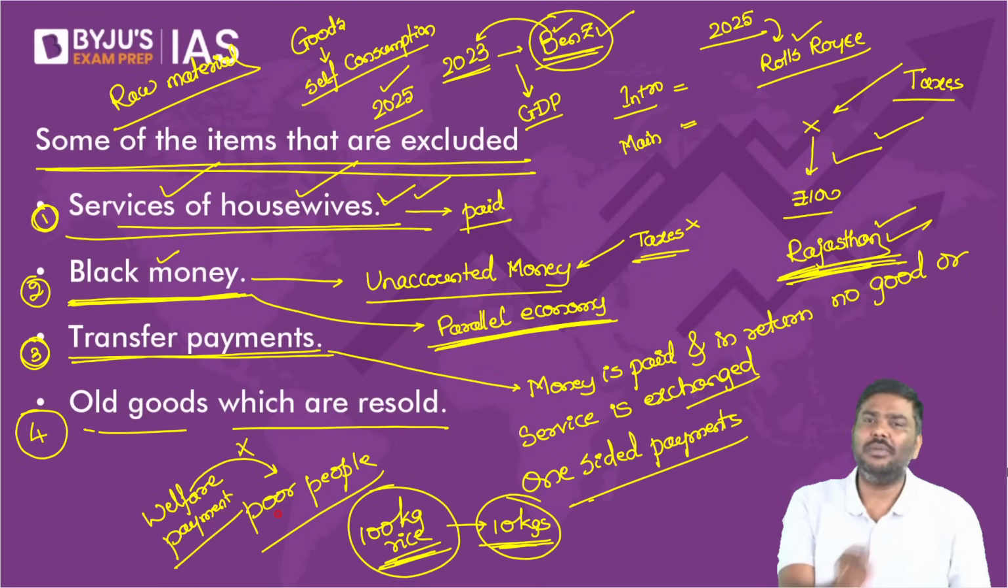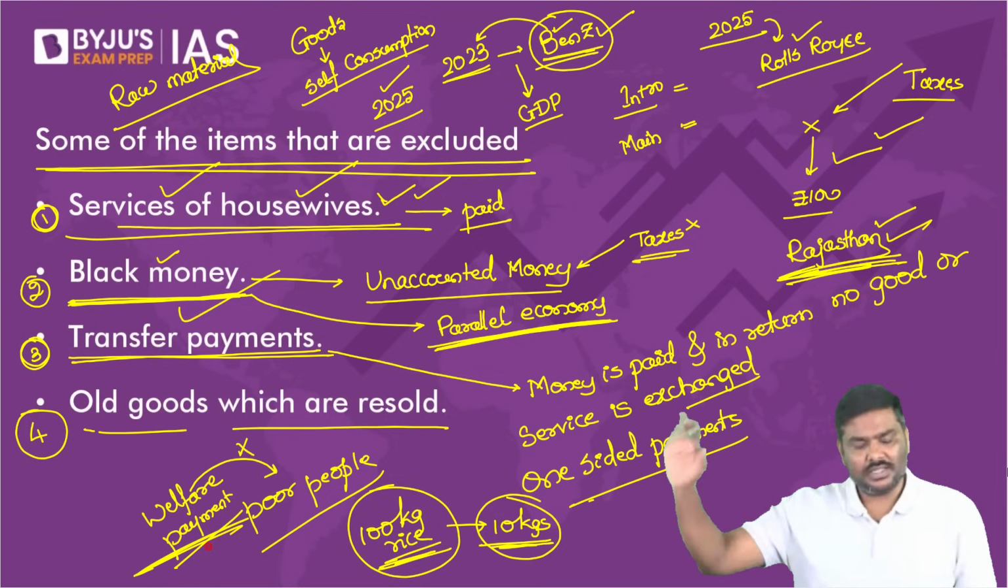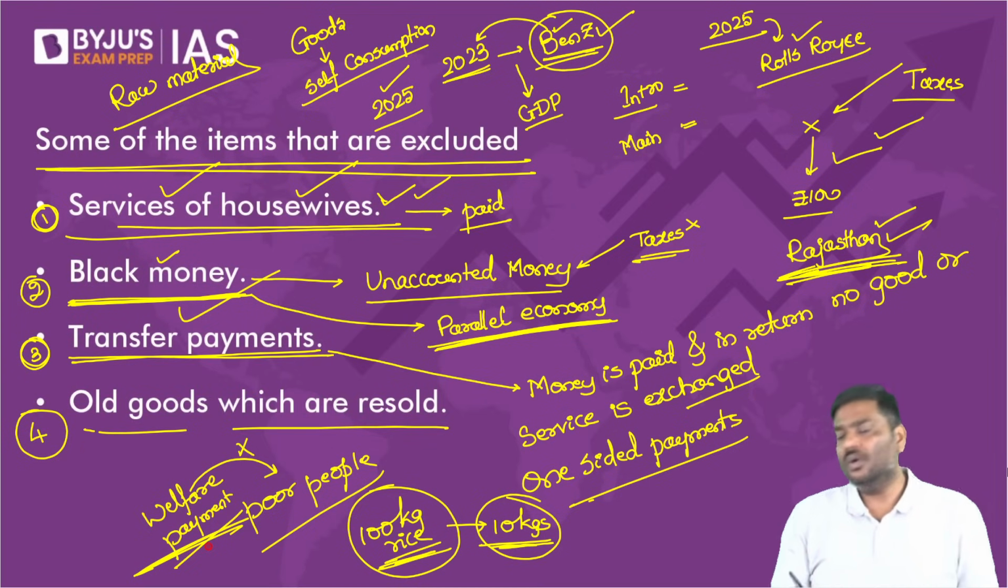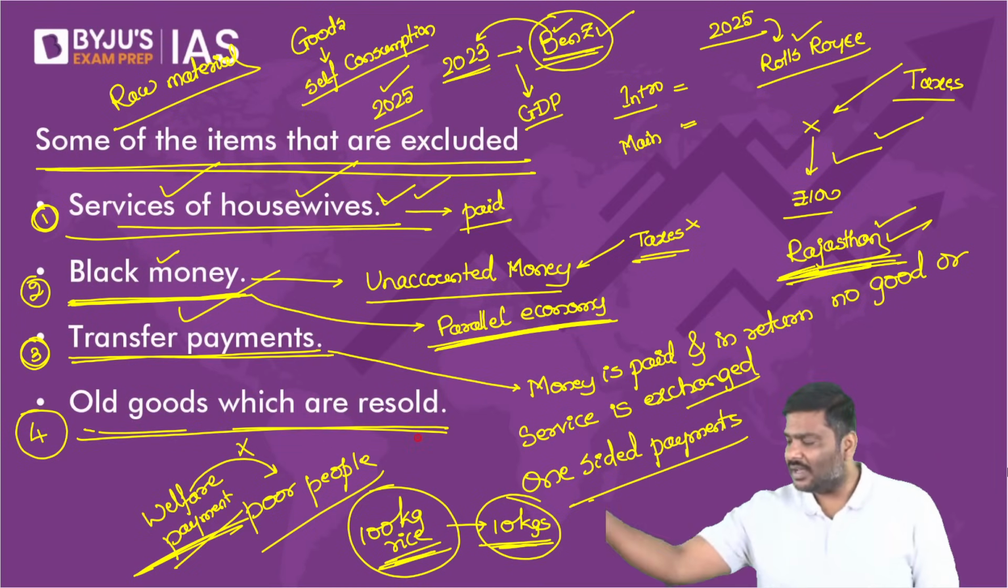Okay. Transfer payments, one-sided payments. The best example is welfare payments. No goods or services are purchased here. Hence, don't count it. Old goods are already counted when they were manufactured. Hence, do not count them when they are resold.